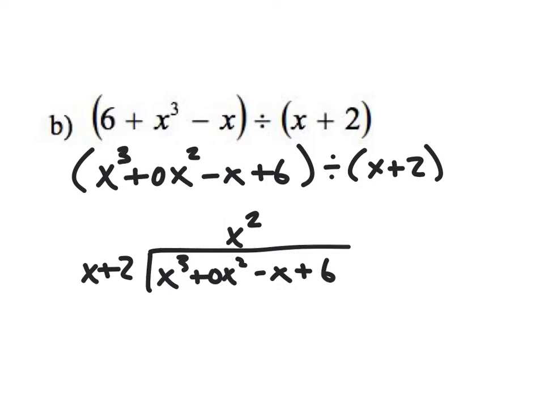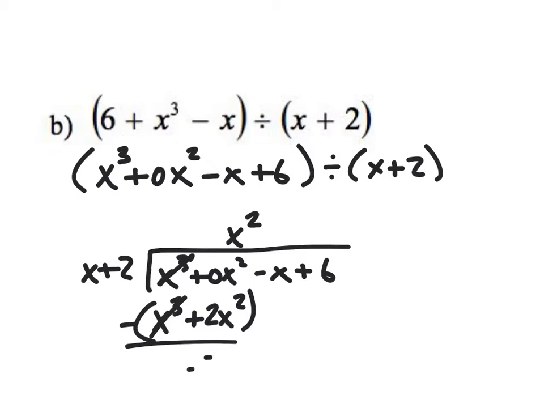Now I take x squared and multiply it by the quantity x plus 2. So x squared times x gives me x cubed, and x squared times 2 gives me 2x squared. Now I subtract the quantity from that. So I've got x cubed minus an x cubed, that's going to cancel out, add to 0. Then I've got 0x squared minus 2x squared, so we're going to get negative 2x squared out of this. Drop down my negative x. We're going to repeat the process.